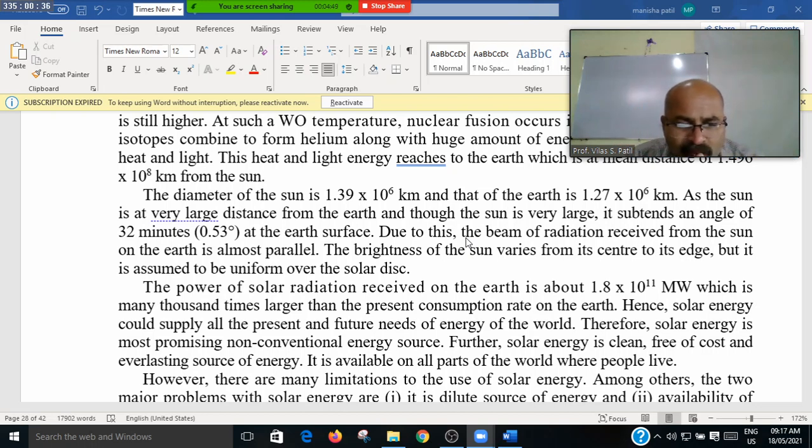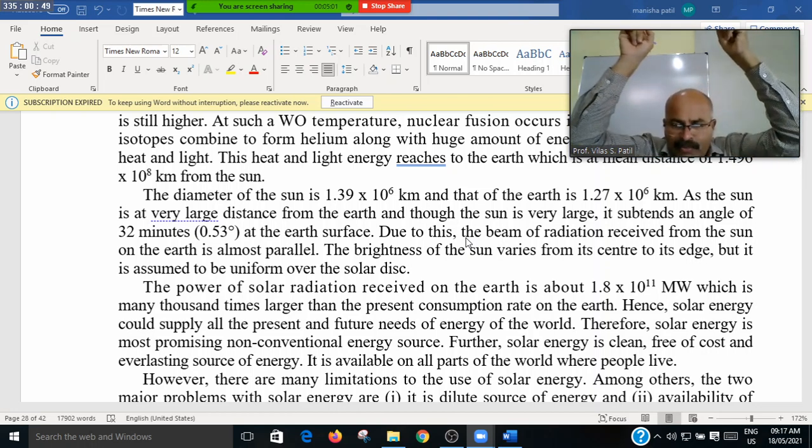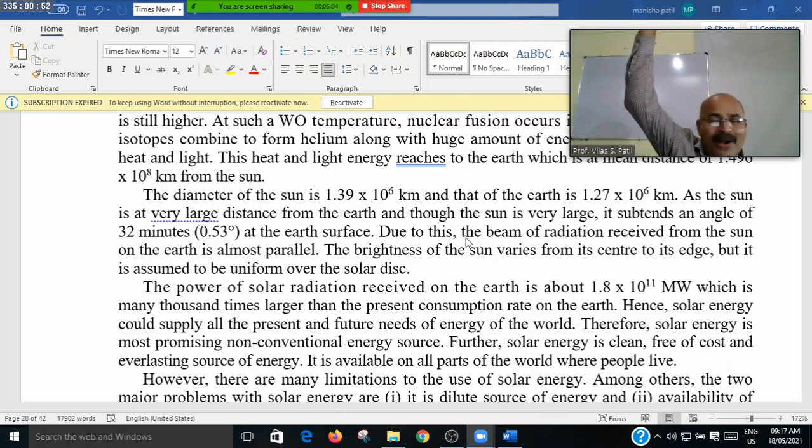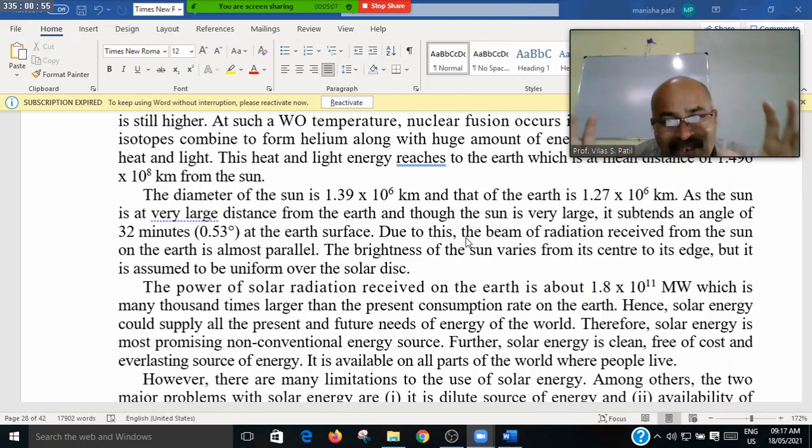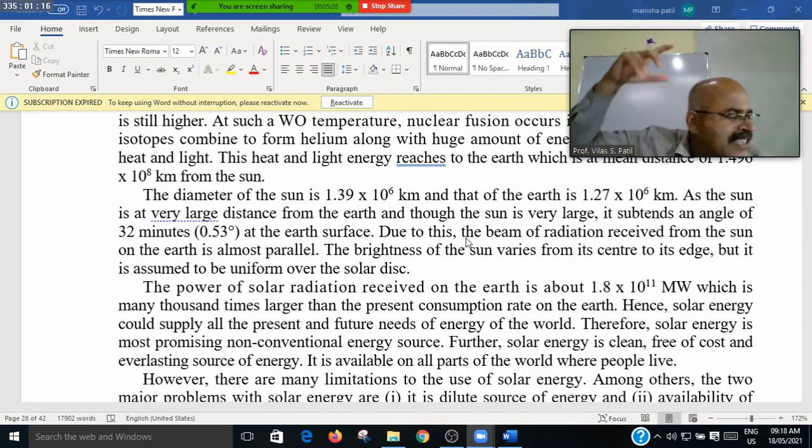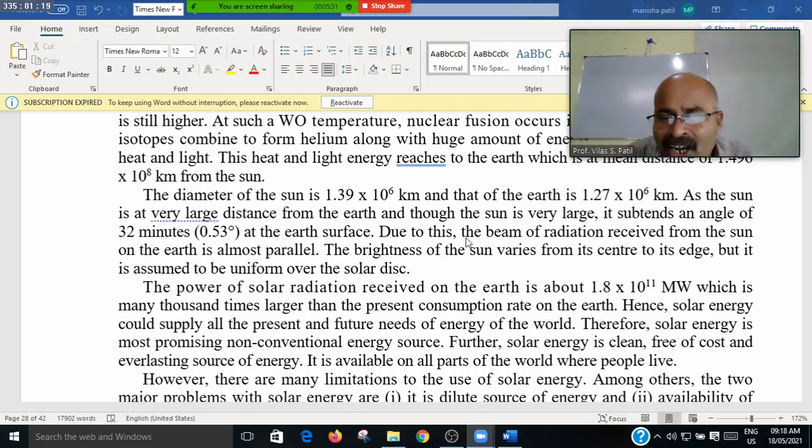Okay, the power of the solar radiation received on the earth is about 1.8 × 10^11 megawatt. That is the power of solar radiation we are getting on the earth surface. It is not solar power, it is solar radiation power, which is many thousand times larger than the present rate of consumption on the earth. Compared to the consumption of electrical energy of the entire earth, we receive far more solar energy radiation on earth.